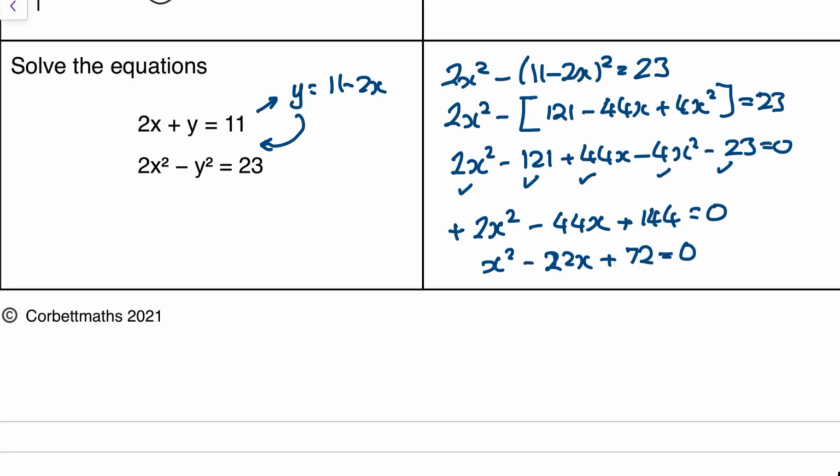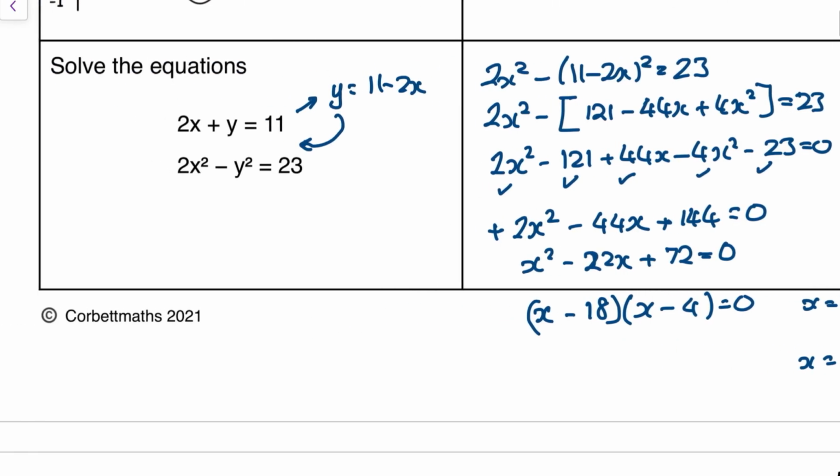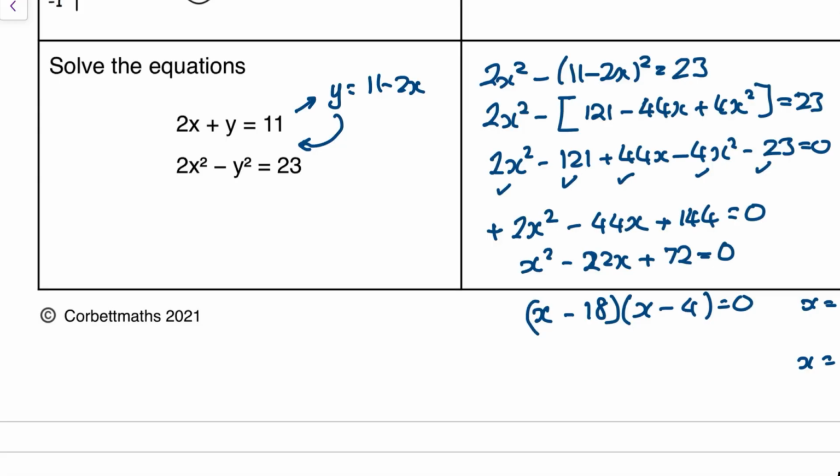Now, 72 is, well, it's 12 and 6, and it's also 18 and 4. Yeah, 18 and 4, of course it is. So therefore, it is going to be x minus 18. Remember, 2 minuses and a plus at the end means both are minus, equals 0, which means that either x is equal to 4 or x is equal to 18. But the question is not find the x values, it's solve. So I need the y values as well.